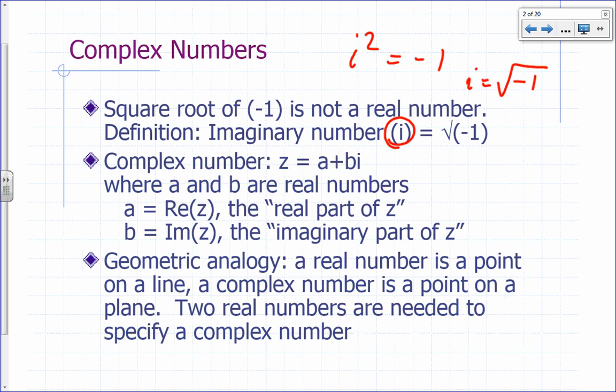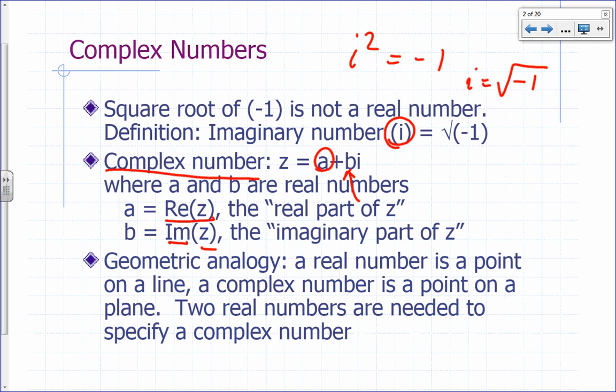Now, a complex number is defined as a real number plus a real number times i. So that's the definition of a complex number. In other words, here's another way of thinking of a complex number: it's just a pair of numbers, one by itself and one that's multiplied by the square root of -1. If z is a complex number a plus bi, then a is the real part of z, and b, the number that's in front of the i, is the imaginary part of z.